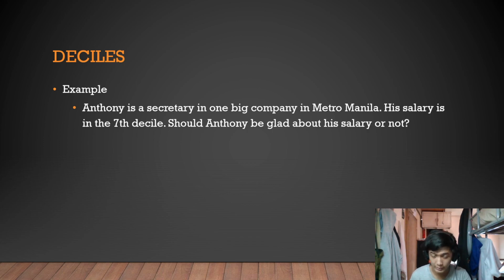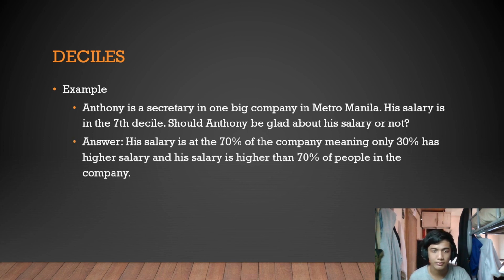Because his salary is in the seventh decile, that would mean that he is in the top 70% of the company, and 70% of the people are lower in terms of salary than his, and the remaining 30% have a higher salary than him. So only 30% of the people there have a higher salary than him, and his salary is higher than 70% of the people in the company. Now changing the seventh decile to maybe 8 or 9 would also change the answer, obviously, to let's say 80% and 20%, or 90% and 10%.